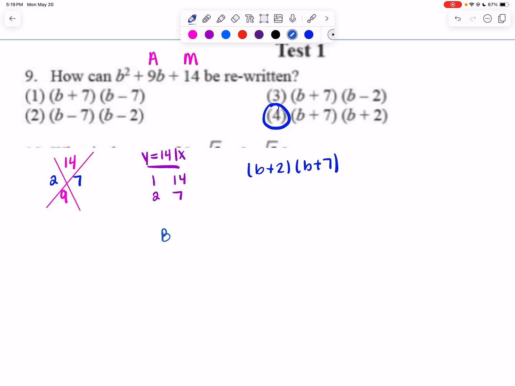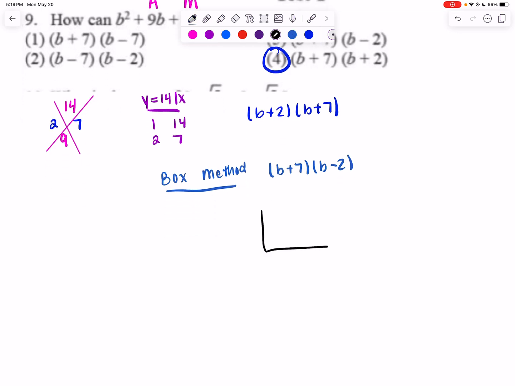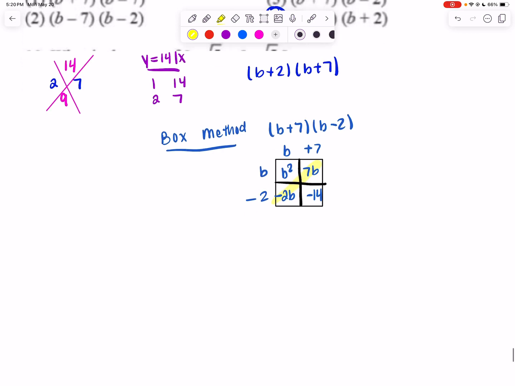So if I use the box method and do b plus 7, b minus 2, I draw a box. Doesn't matter where you put the b plus 7 or the b minus 2, just as long as you keep them together. So b plus 7, b minus 2. B times b is b squared, 7b, negative 2b, and then negative 14. Like terms are on that diagonal. So 7b minus 2b is 5b, so this becomes b squared plus 5b minus 14.